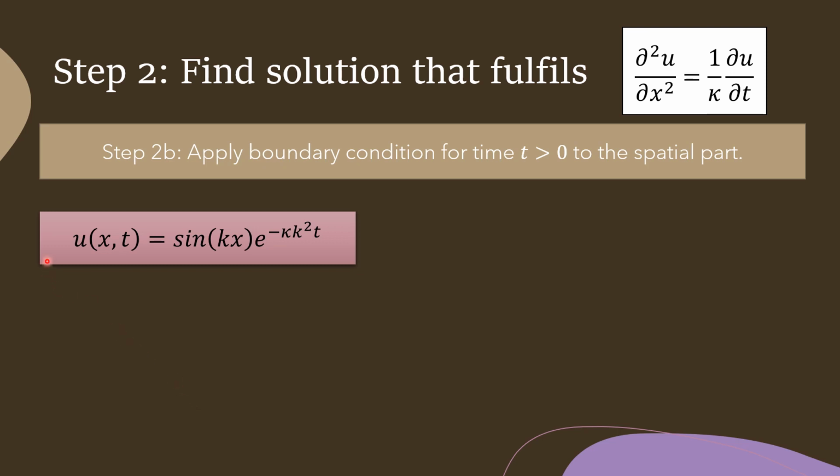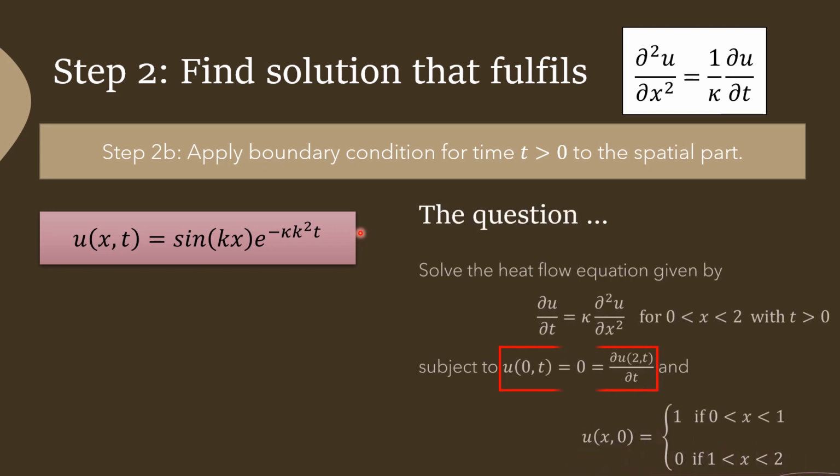So now I just wrote it back again. My u(x,t) is now equal to sin(kx) times exponential of minus kappa k squared t. But this is not the end of step 2, because now we have to find what is k, the constant k. In order to find k, we have to look at the second condition that they give you, that is the partial derivative of u with respect to time at x equals 2 is going to give you 0.